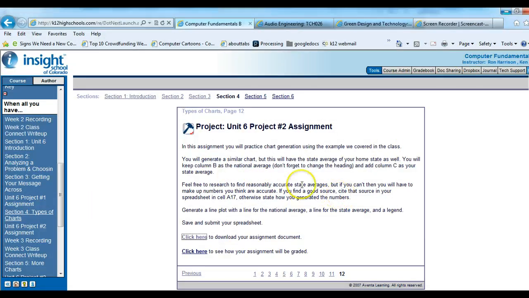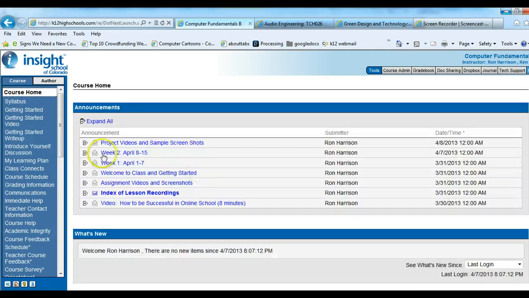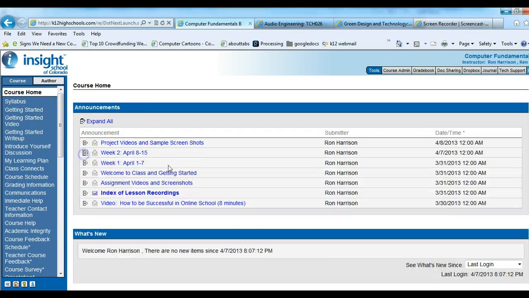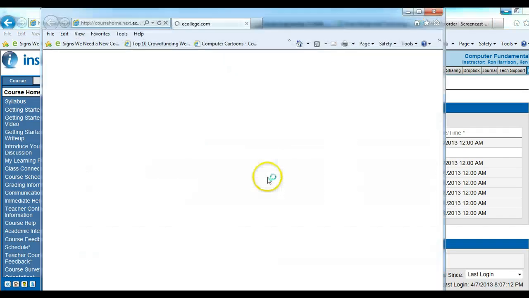Now this, it doesn't tell you the file name to save it as. This is a Project 2 assignment. But if we go back to the work for the week, I tell you right here, you're going to save that as Gas Price Compare. Gas Price Compare. Now the other thing to show you, over here I'm going to go to Project Videos and Sample Screenshots. Here's Project 2. Here's an example of what yours should look like.